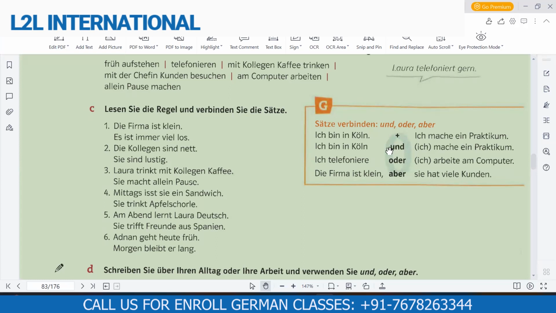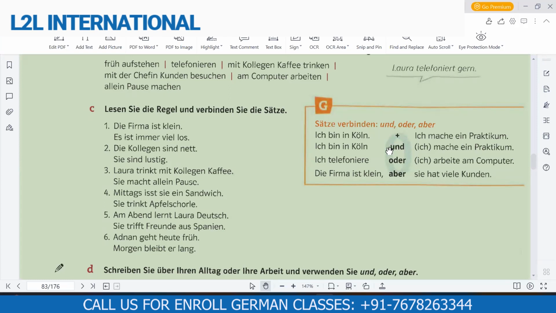For example, I'll give you a simple example with these three. I like to play and I like to sing. So I am using and. Ich spiele gern und ich singe auch gern. So here I'm connecting both the sentences with und because both of the sentences I'm liking.